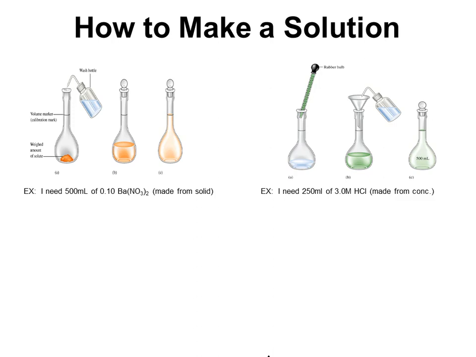Alright, finally I want to wrap up this particular podcast with just how do we make a solution, because many times you guys are going to have to create your own solution, and what is the process going to look like. So we have 2 different examples here. One, you're going to be making a solution from a given solid, and one, you're going to be doing a dilution, say with a concentrated substance. So let's start over here. I need 500 milliliters of 0.1 barium nitrate, and you're going to be making it from a solid.